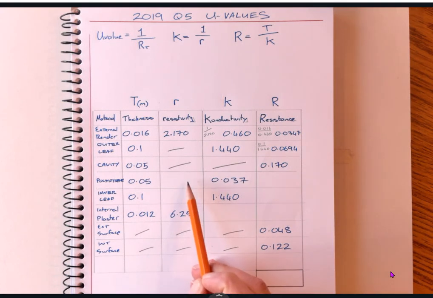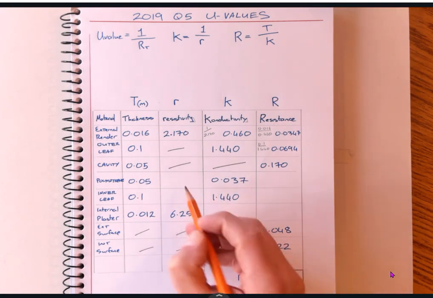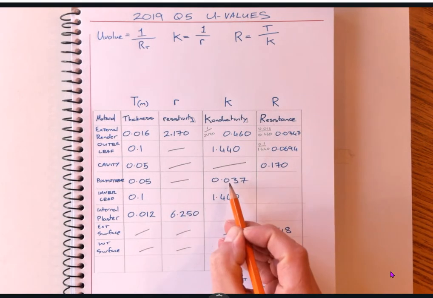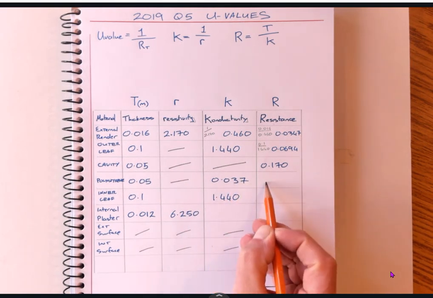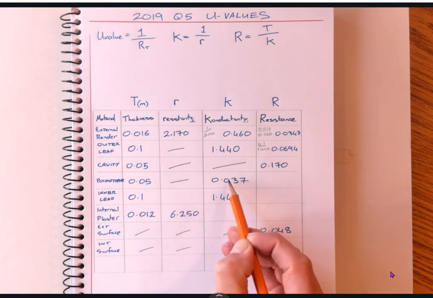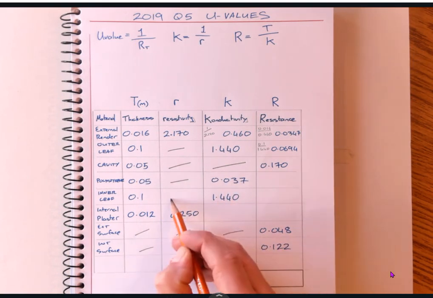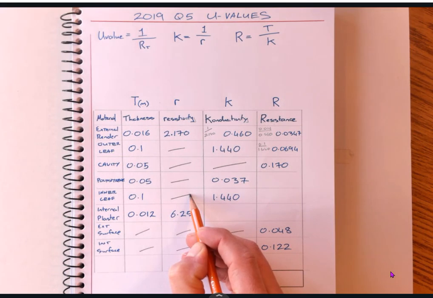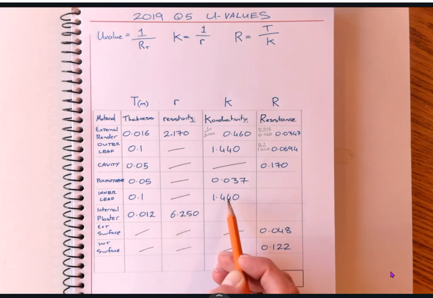So for polystyrene, again, I've already got the conductivity. I don't need to worry about resistivity. To work out my resistance here, it's thickness divided by conductivity. Same here. So for the inner leaf, thickness divided by conductivity.